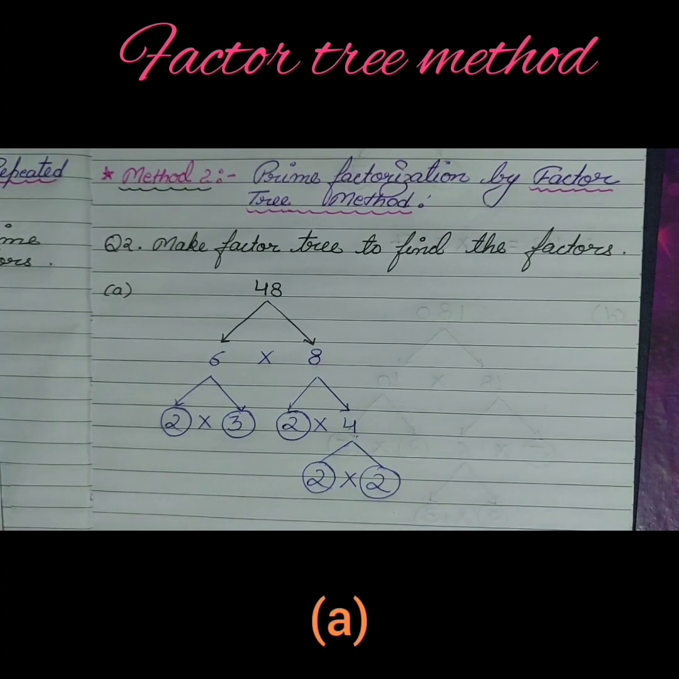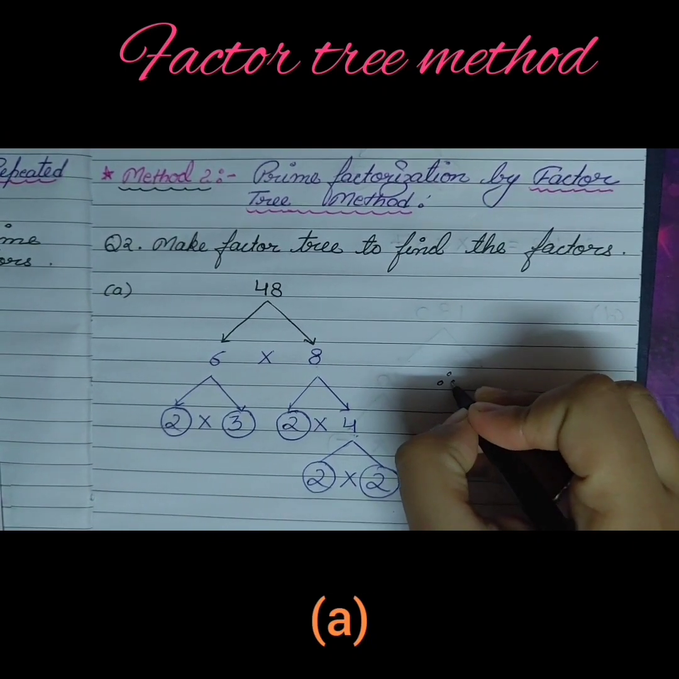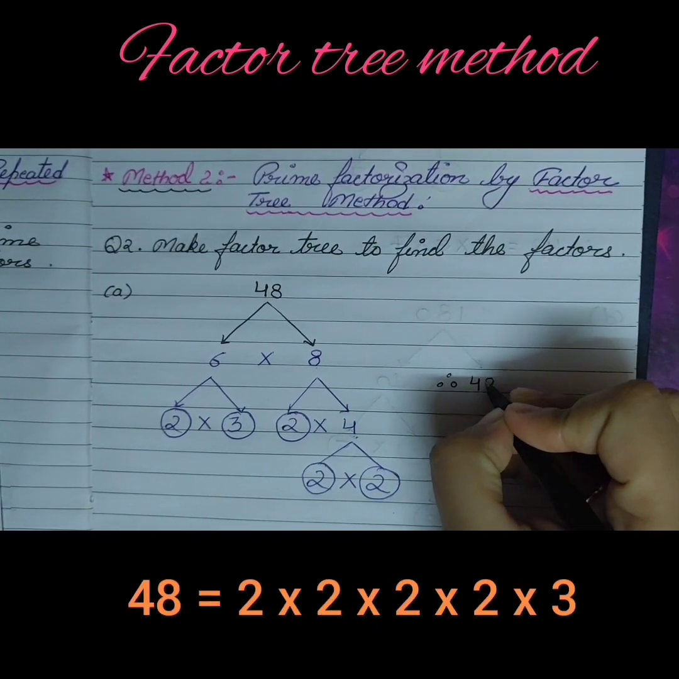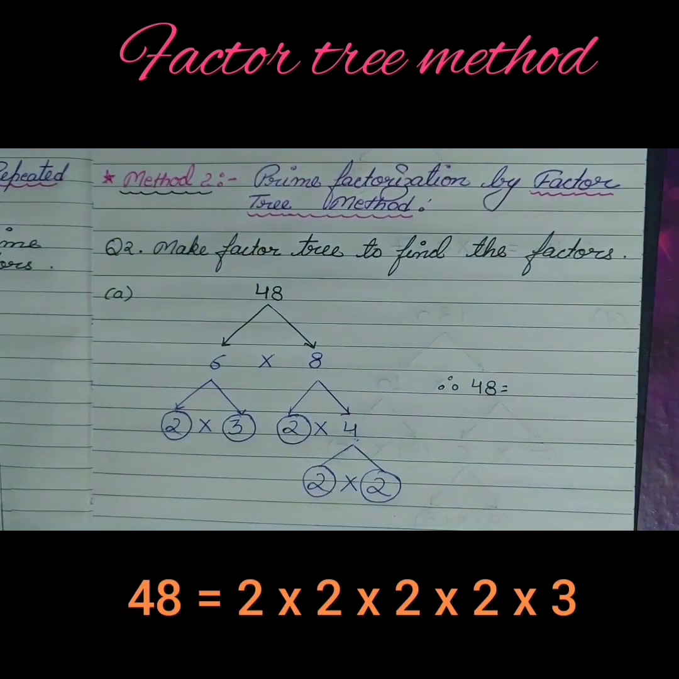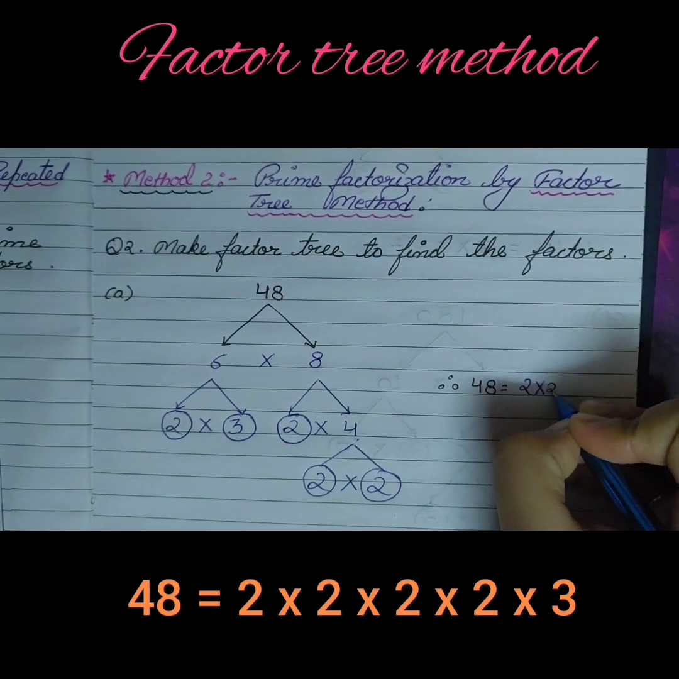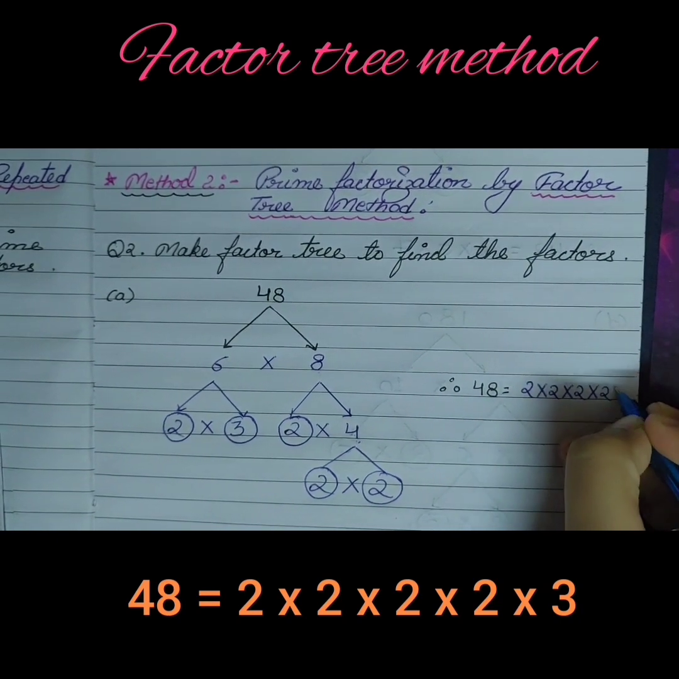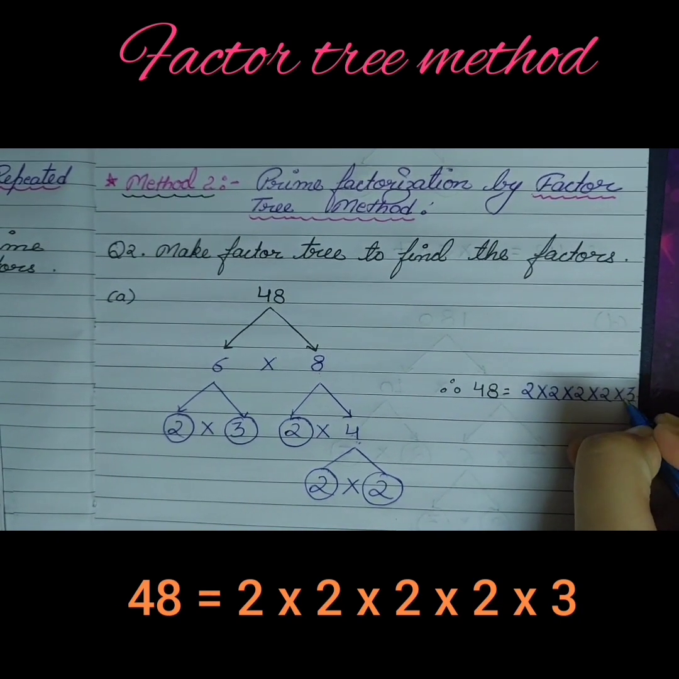Now arrange them into ascending order. Therefore, the prime factorization of 48 is 2 into 2 into 2 into 2 into 3.